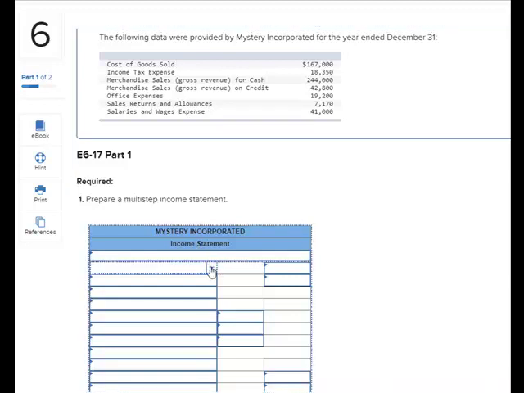Instead, what you're going to do is begin with net sales, and then to calculate that figure, you'll add together these two amounts. So the sales for cash and the sales on credit, you'll include both, and then subtract the contra revenue account sales returns and allowances, and your answer will be net sales, and that will be the figure that goes here. And of course, for your heading, you're going to choose for the year ended December 31st, and then you'll go ahead and complete the rest of the problem.